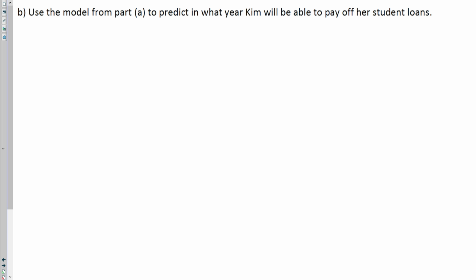And our last part is to go ahead and use that model now to predict when she's going to pay off her student loans. So the equation that we had, negative 4,000x plus 49,500, is actually telling us what's happening with Kim's loans. The negative 4,000, that's our slope. That's the rate that she's able to pay it off per year. So she's paying off $4,000 per year. The 49,500, the y-intercept or b value, that's her initial value. So she started the day she graduated with $49,500 in student loans, and she's paying it off by that 4,000 amount each year.